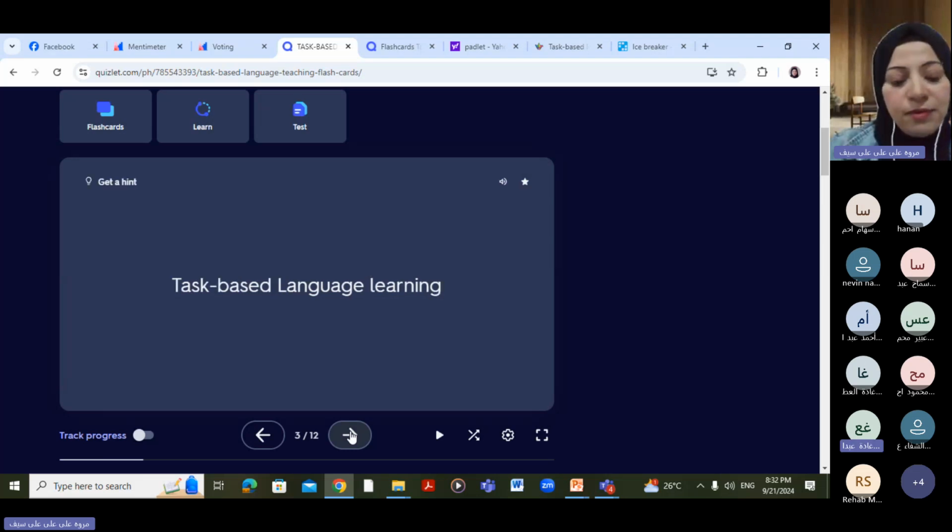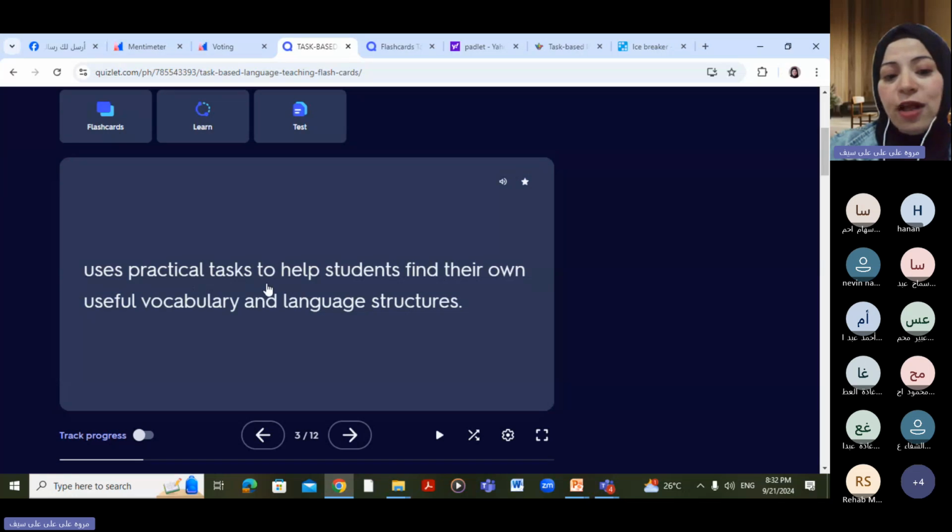Is it compete or complete? It's complete. They complete the task, all right? Task-based language learning also uses practical tasks to help students find their own useful vocabulary and language structures, because while they are doing the tasks, they will learn vocabulary and structures.